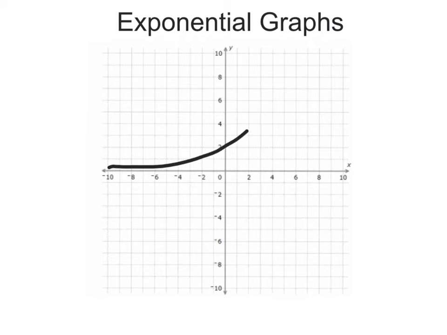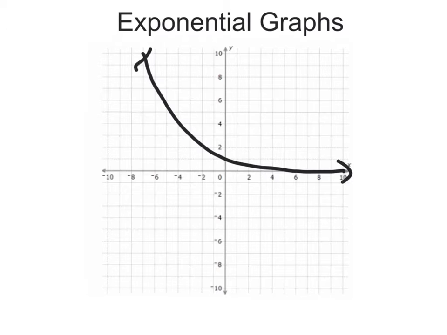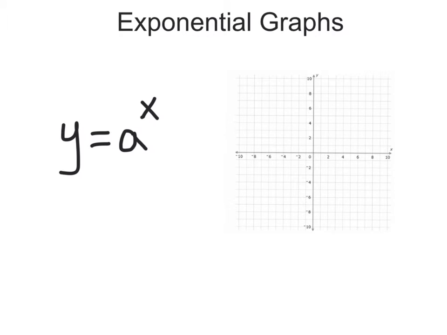Either something getting really, really big, really, really quickly, or something getting really, really small, really, really quickly. The general form of an exponential equation is just like this: y equals a^x, a to the x power, where a is any number and x is your variable. As x increases, y is going to get exponentially bigger or smaller depending on what this number is.